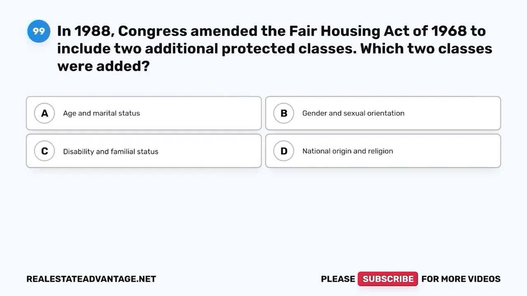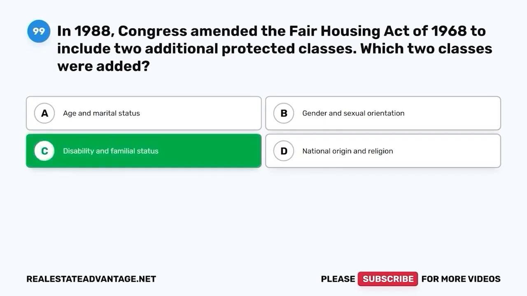Question 99. In 1988, Congress amended the Fair Housing Act of 1968 to include 2 additional protected classes. Which 2 classes were added? A. Age and marital status. B. Gender and sexual orientation. C. Disability and familial status. D. National origin and religion. The correct answer is C.